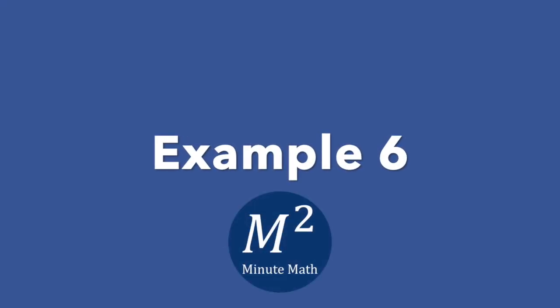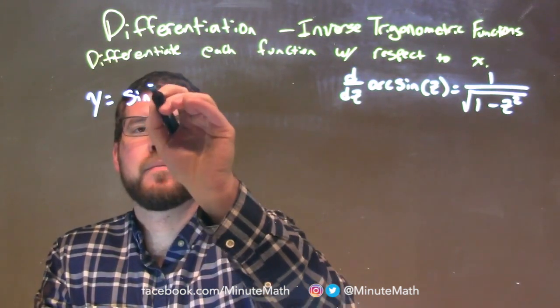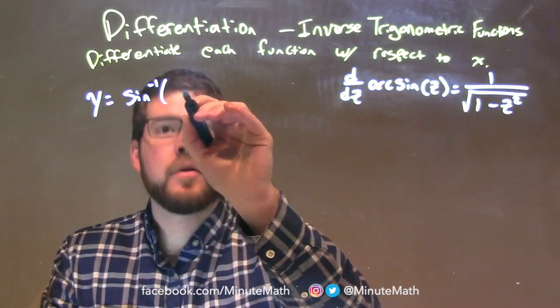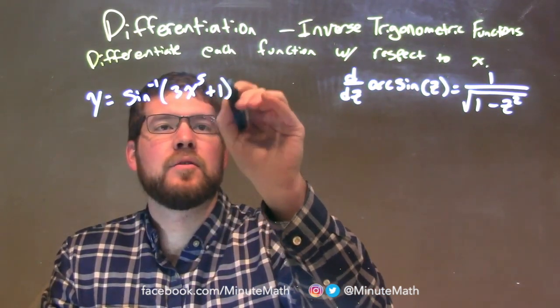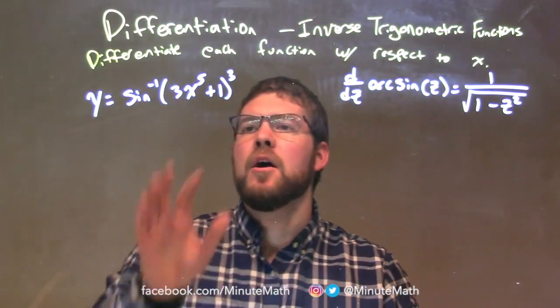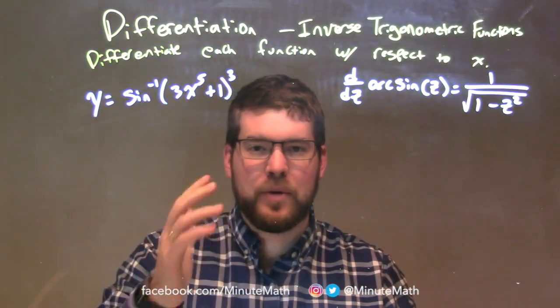Y equals the arc sine of (3x to the fifth plus 1) to the third power. Now, it's all of that. We're taking the arc sine of all of that. Okay, so we'll see that next step we take the derivative.